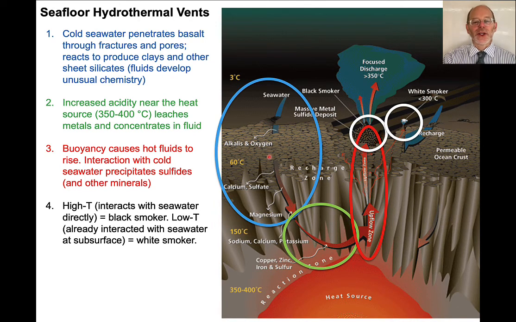So what's the process? Cold water penetrates the basalt. The increased acidity near the heat source in the reaction zone leaches metals and concentrates them in the fluid. Buoyancy causes these to rise over the center of the heat source. And then the venting of the fluid at high temperature interacts with seawater directly to make a black smoker, or it interacts with water that's in the subsurface down in here, and the residual fluid is expelled as a white smoker.